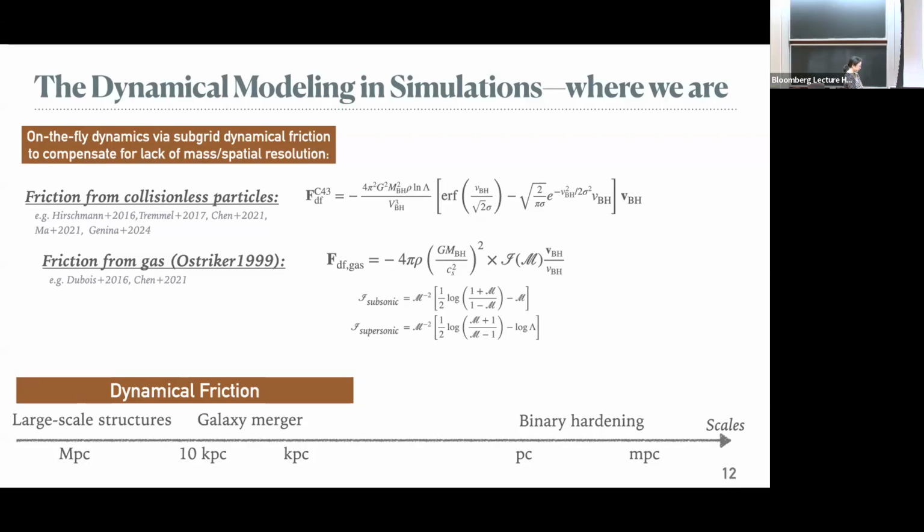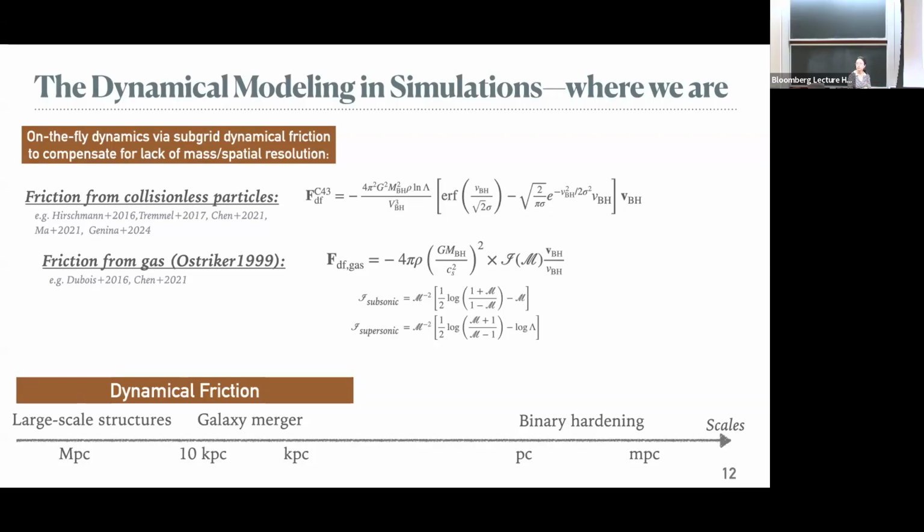The reason why we need to add a separate treatment for the dynamics, or add these forces, is because of the limited mass and spatial resolution in the simulation. So essentially we need to compensate for the gravity that we're not resolving, which can play an important role in sinking the black holes. On top of the gravitational force already treated in the simulation, we have these separate forces, which are tuned to high resolution simulations to capture all the things that we cannot resolve at cosmological scales.